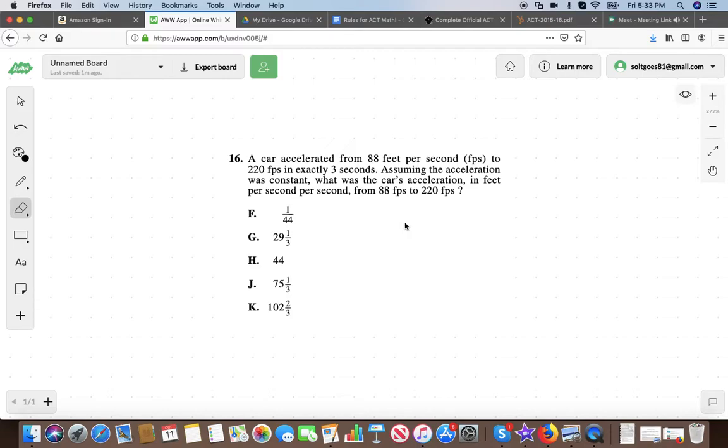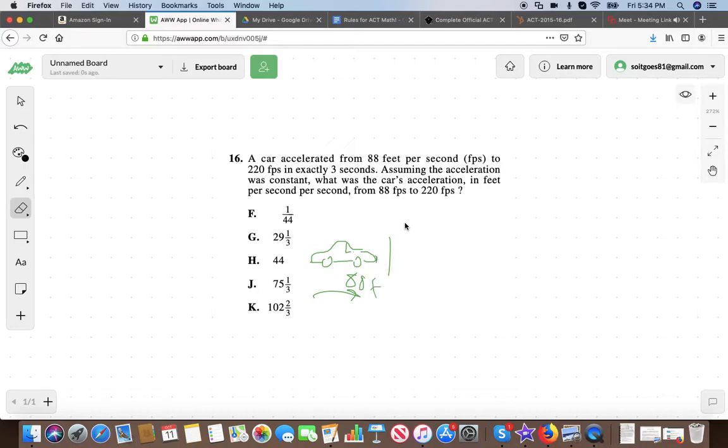But let's think in concrete terms. We've got a car. I'm going to draw a car. Apparently it's an El Camino. I'm going to round that out here. I don't want it to look like it's going backwards. I want to make sure it's going in this direction. All right, is that clear? And that car is already going 88 feet per second to start, right?